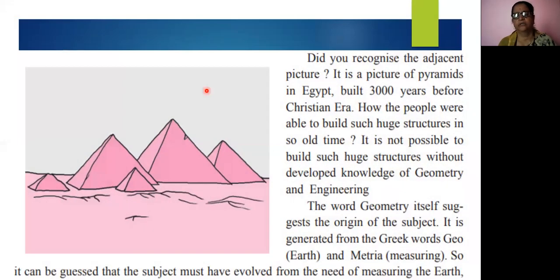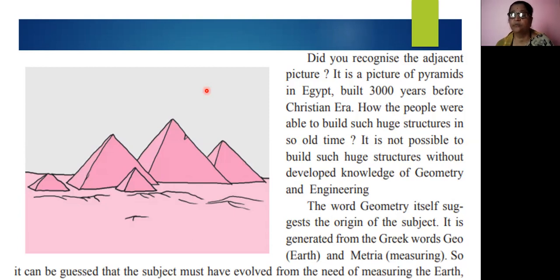In this figure, you can see the Egyptian pyramids. These were constructed with the study of geometry, and this geometrical knowledge made them able to measure the earth. Geometry is derived from the word geo, meaning earth, and metric, meaning measuring of earth.